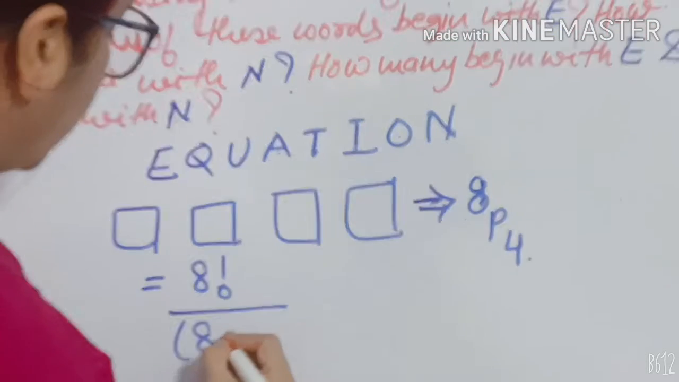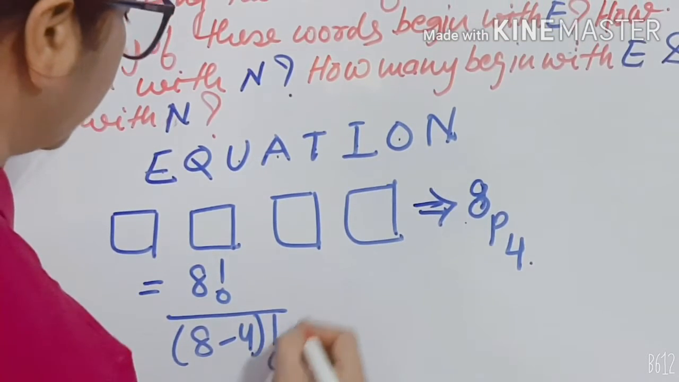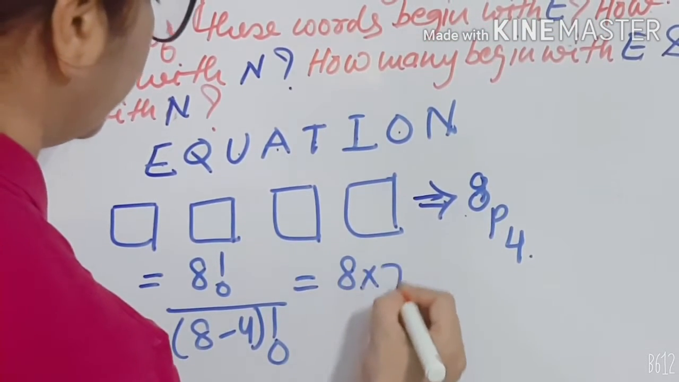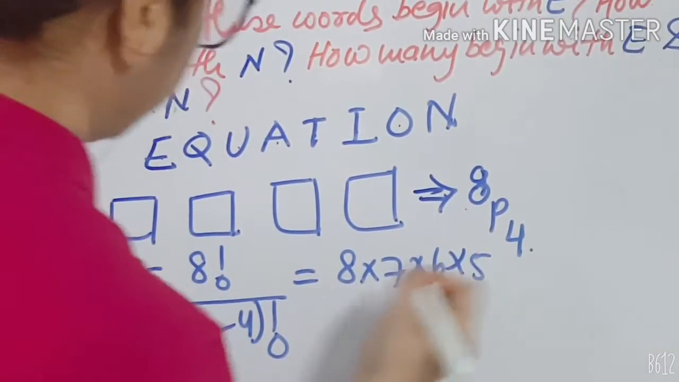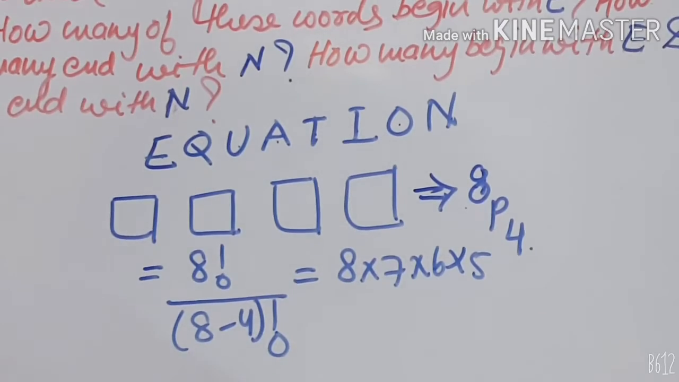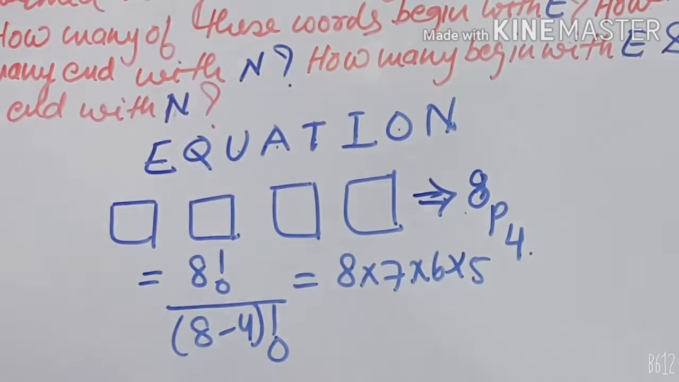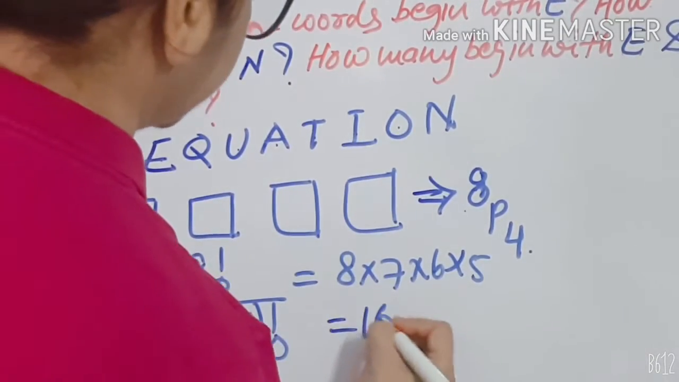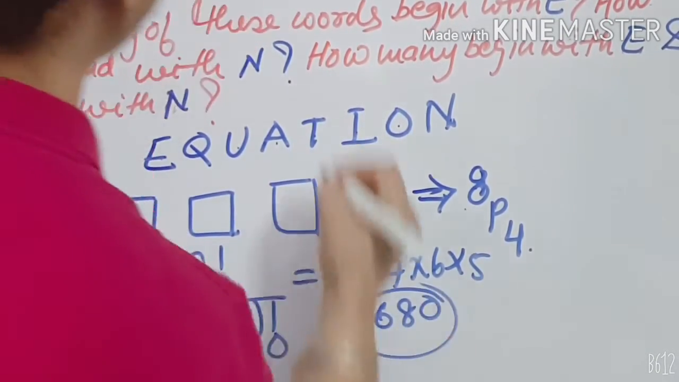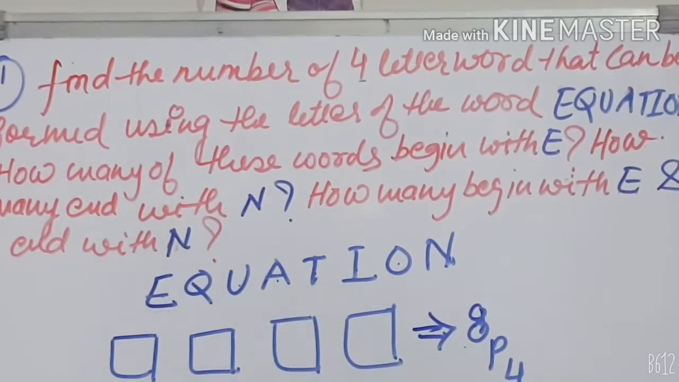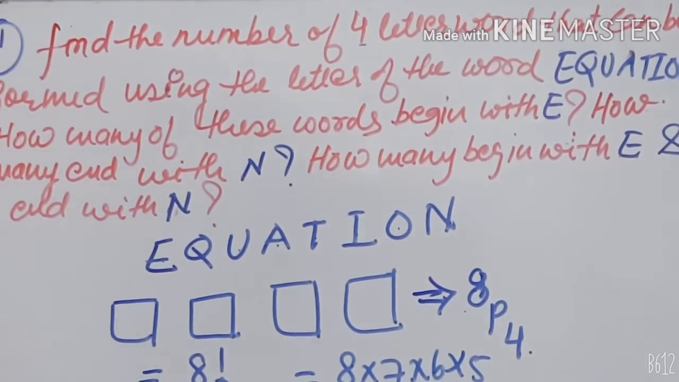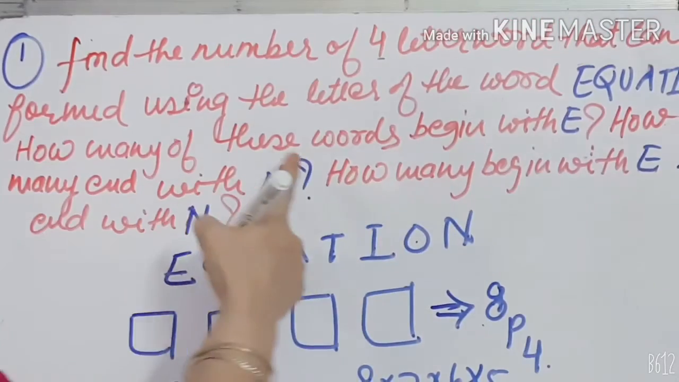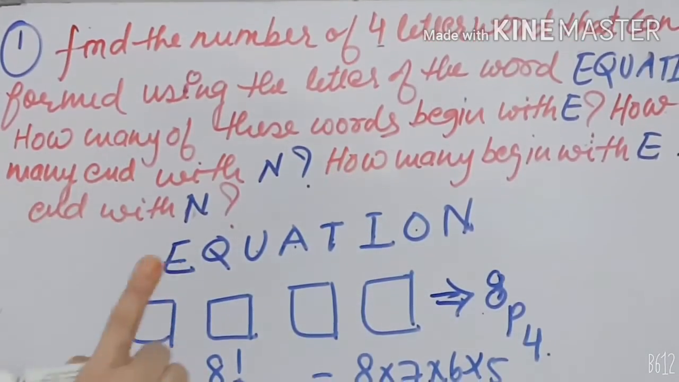Since repetition is not allowed, it becomes 8P4. Understood? Now it becomes 8 factorial by 8 minus 4 factorial. That becomes 8 into 7 into 6 into 5, because 8 minus 4 is 4 factorial and I cancelled it. Now the answer becomes 1680. This is the total number of 4-letter words that can be formed from the word EQUATION.